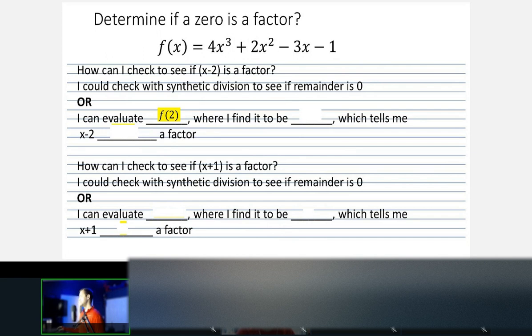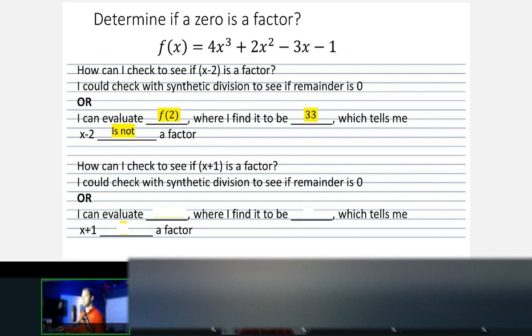I'm just going to save you time. When you plug in 2 into the function for x, you will get 33, assuming I did my math right. So I get 33, which tells me that x minus 2 is or is not a factor? Yeah, it's not a factor. All right.